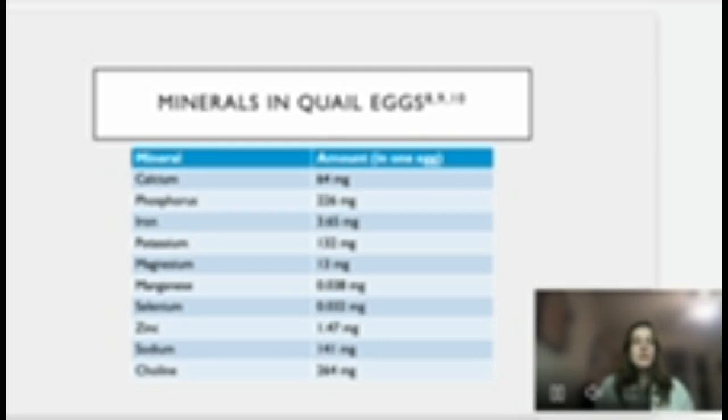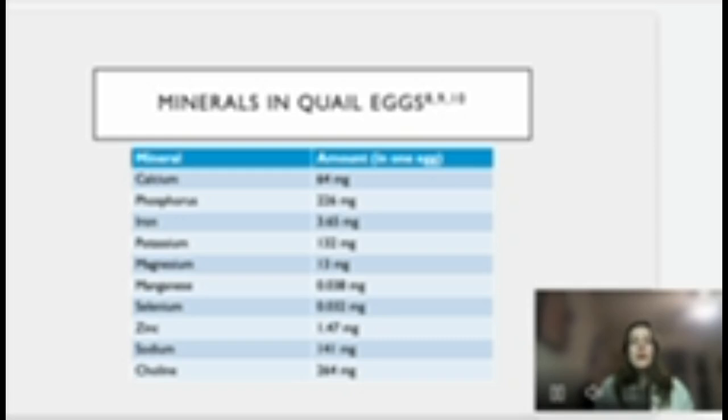Okay, here is the chart of the same minerals just for quail eggs. So calcium has 64 milligrams, phosphorus has 226 milligrams, iron has 3.65 milligrams, potassium has 132 milligrams, magnesium 13 milligrams, manganese 0.038 milligrams, selenium 0.032 milligrams, zinc 1.47 milligrams, sodium 141 milligrams, and choline, which is 264 milligrams.